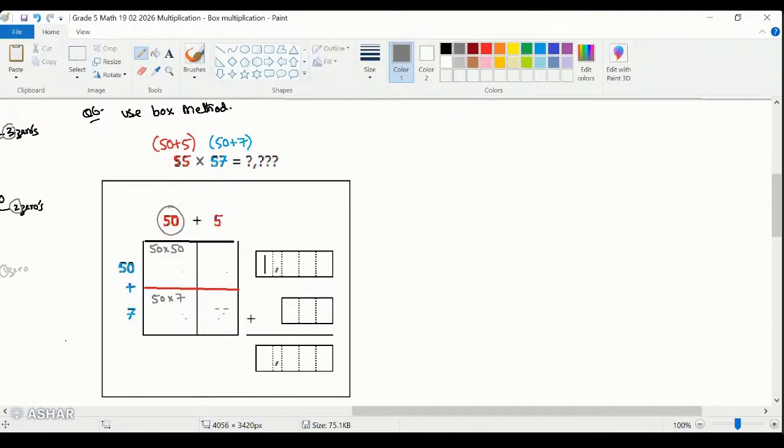For the next set of values, can we say this is 5? That needs to be multiplied by both the numbers on the left side, okay? So we say 5 is to be multiplied by 50 and 5 is to be multiplied by 7. Agreed? Can I have the answer from any one of you?